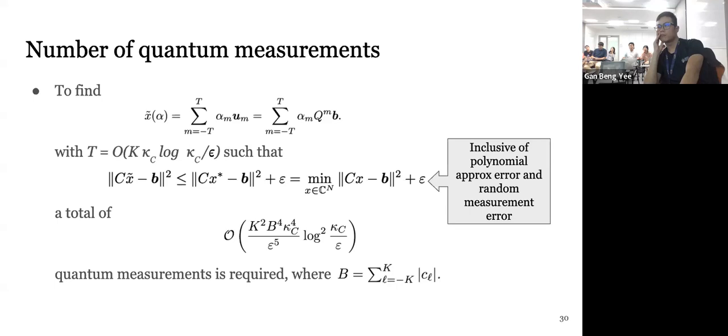Okay, so when we talk about epsilon, this is inclusive of the polynomial approximation error, where we truncate the degrees of x, as well as the random measurement error that's formed from the errors of quantum measurement. So the number of quantum measurements that we need is square root of k, which is the width of the band, and then kappa to the fourth power, which is the condition number, and inverse to the fifth power of epsilon, which is the error here. It's not too bad, but I do believe this is something that we can work on.